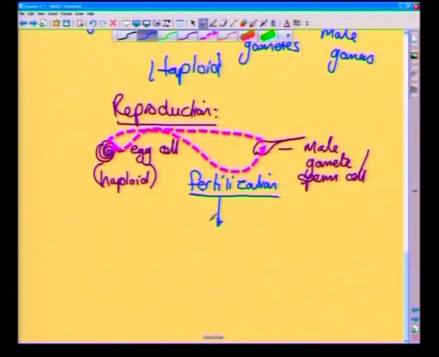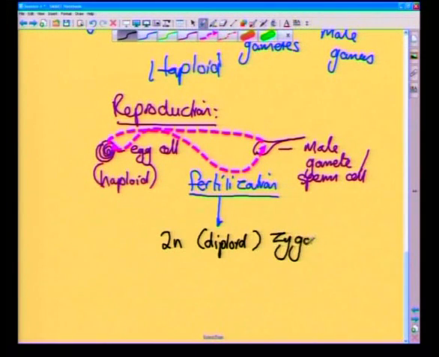And once fertilization has occurred, what do we have? We are going to have, let's use black, a 2N, which is called a diploid zygote. So quite literally, N plus N is equal to 2N. And all of you can count to 2, can't you? So N plus N gives us 2N. A haploid sperm cell, a haploid egg cell, fertilization, and we now end up with a diploid zygote.